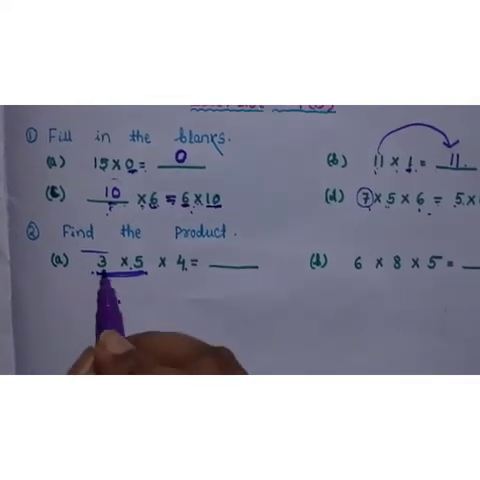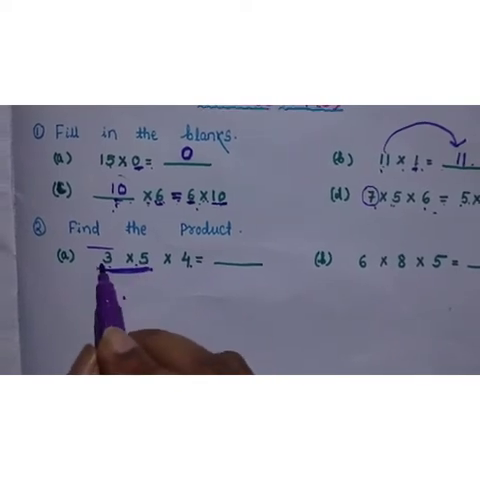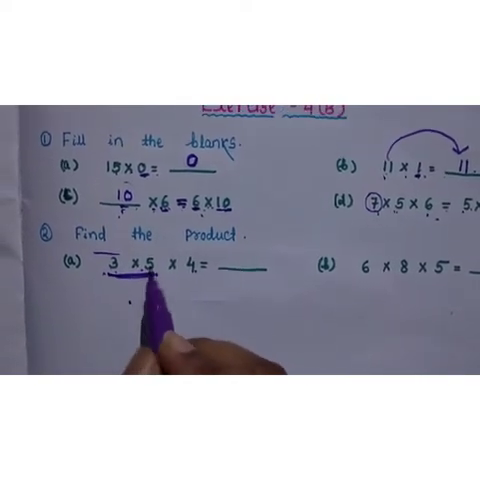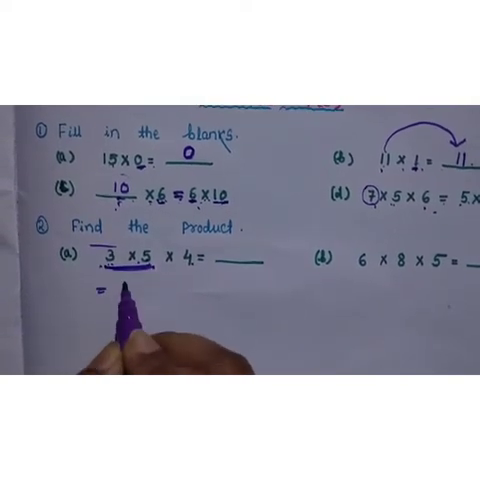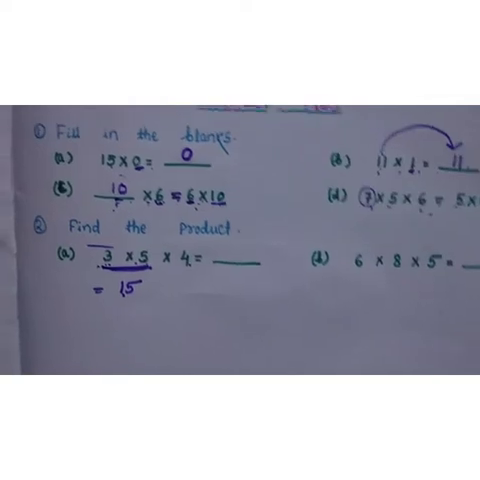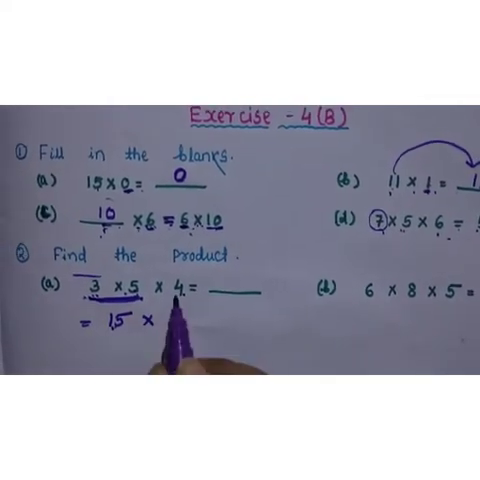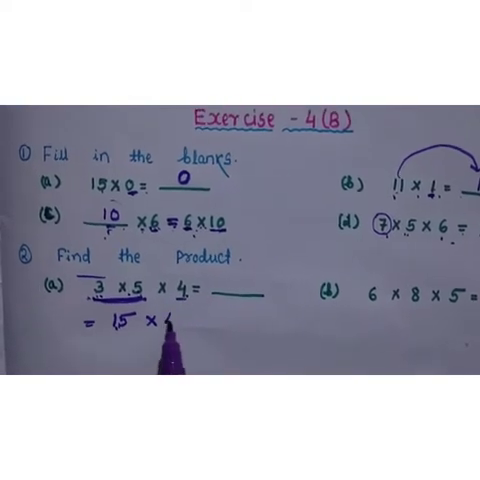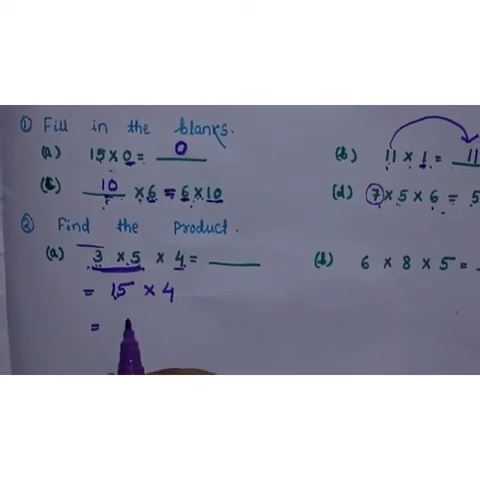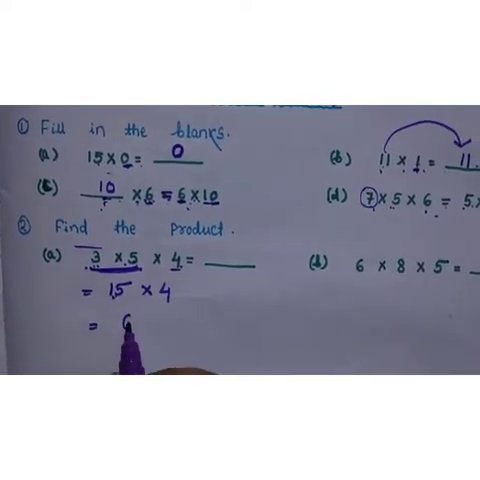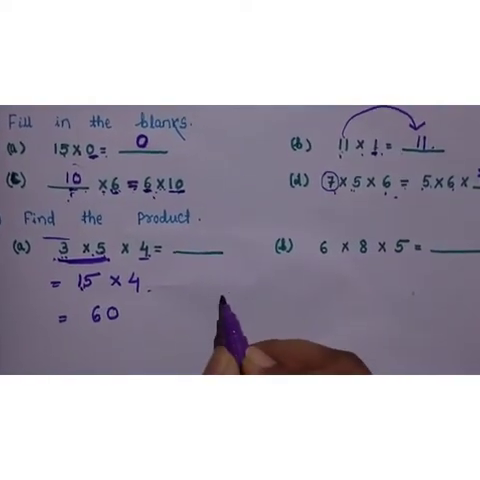We first multiply the first 2 numbers. What are the first 2 numbers here? 3 into 5, right? So first we multiply these numbers. 3 fives are how much? 15. Understood? Now we multiply 15 by the last number 4. So 15 fours are how much students? 60. If you don't know the table, then you just multiply the numbers.